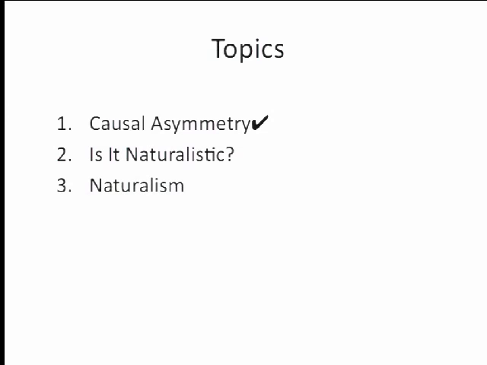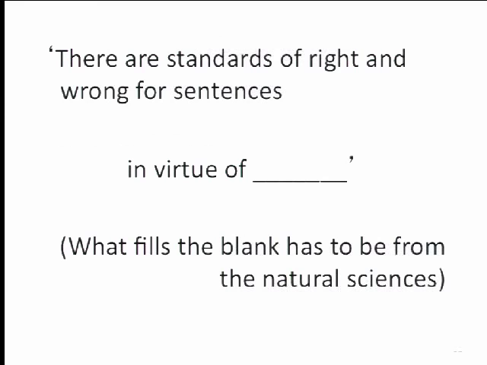Okay, the thing is, here we have a really serious attempt to give an explanation of how it comes about that there are standards of right and wrong for language. It's saying there are standards of right and wrong for sentences in virtue of, and then what's coming after that is something from the natural sciences, something that doesn't presuppose talk about meaning at all.